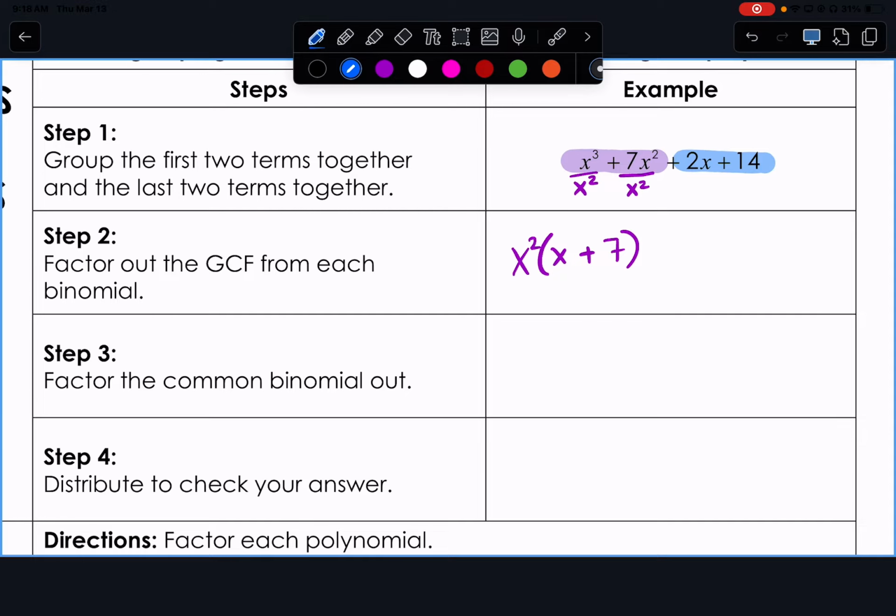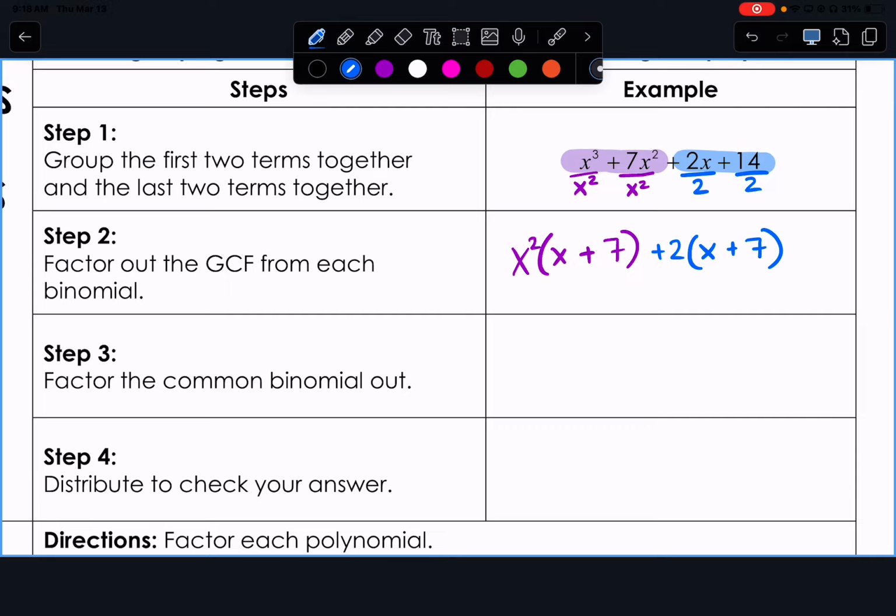Now we're going to look at the second group. What is the GCF of the second group? 2. So we'll do 2x divided by 2, which is? And 14 divided by 2, which is? 7.